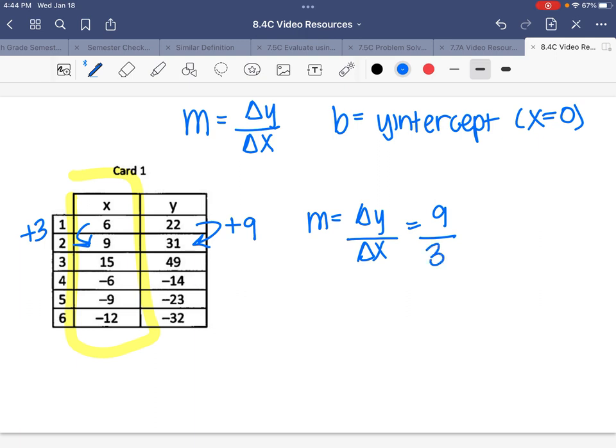So every time y increased by 9, x increased by 3. So that tells me that every time y increased by 3, x increased by 1, because those are equivalent ratios. So my slope is just a 3. And that's the first part. The second part now is going to be looking at it and working backwards to find my y-intercept.